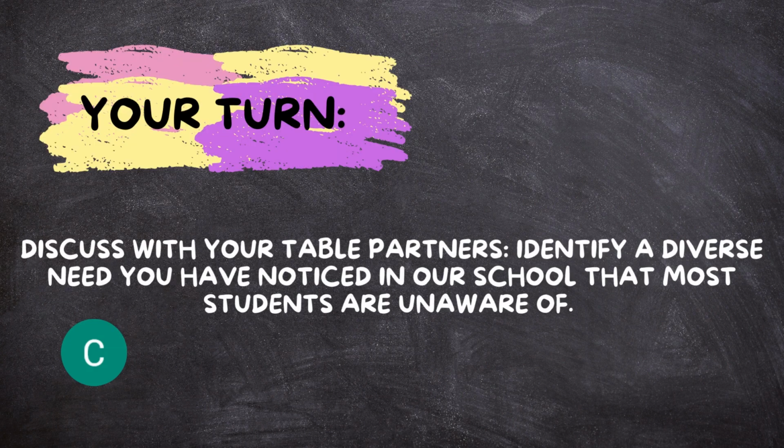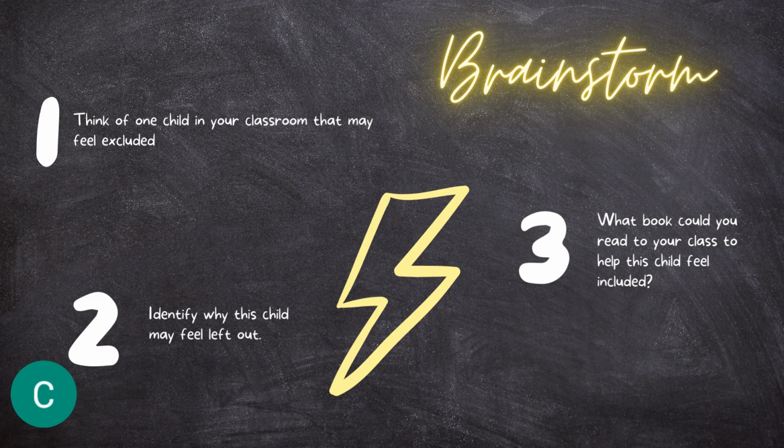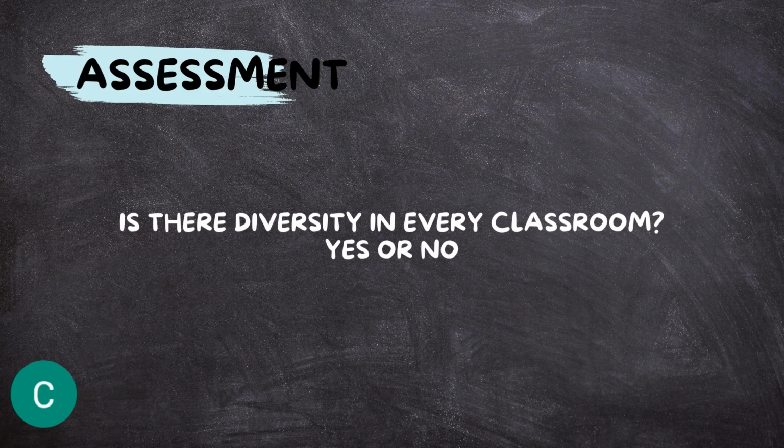Your turn. Take a moment to talk with your neighbors and identify a diverse need that you have noticed in your school or in your classroom that most students may be unaware of. Now that you've thought of your topic, think of a child in your classroom that may fall under the category of your diverse topic. Identify this child, discuss how they may feel, and decide what book you could use to read to your class to help this child feel included.